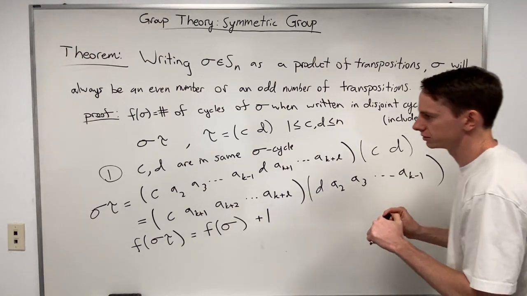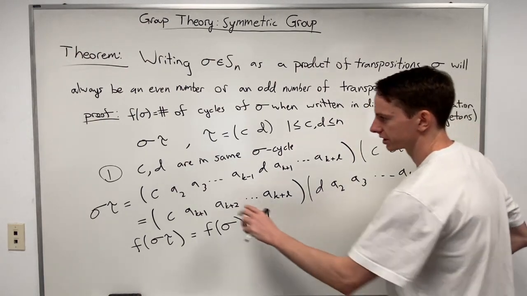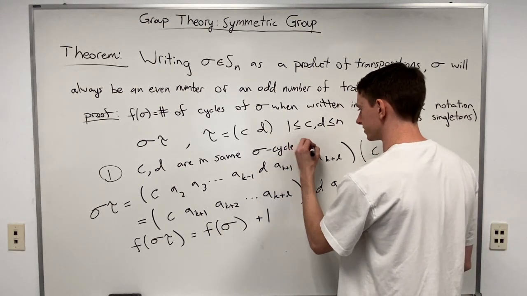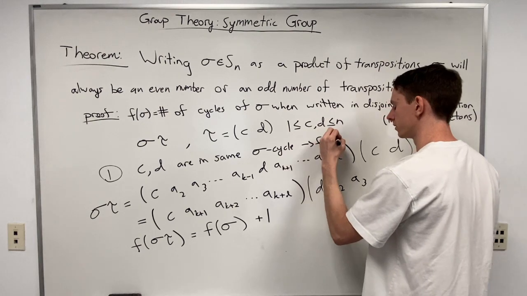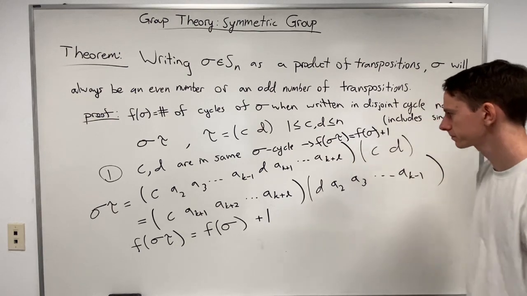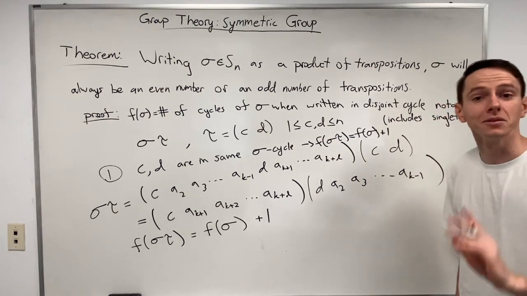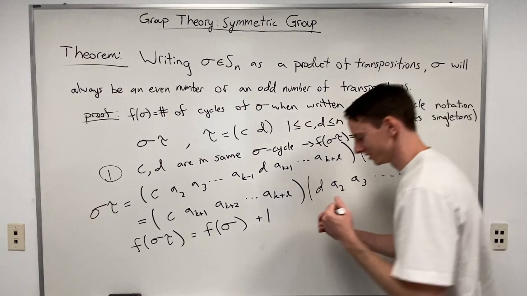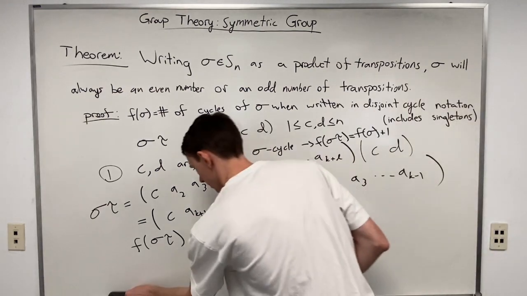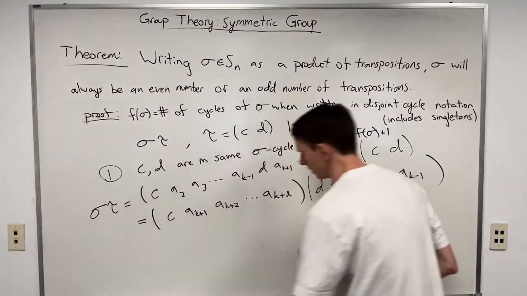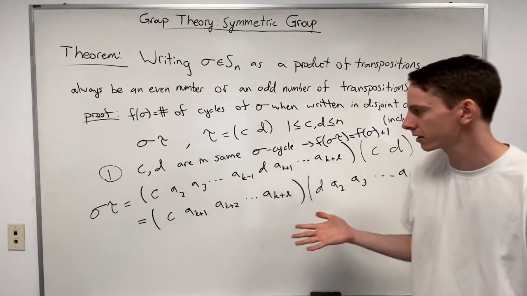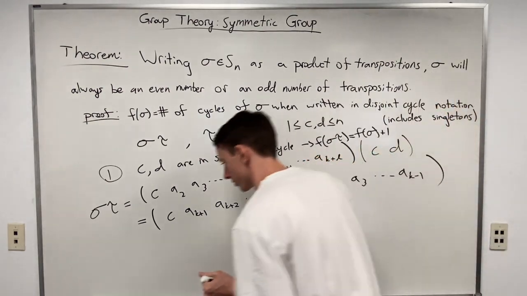So let me just quickly summarize this by saying if C and D are in the same sigma cycle, then this tells us that f of sigma tau equals f of sigma plus 1. All right. Let's now go on to the second case. Okay. So I'm just going to erase this bottom line right here. Even though we're getting low on space, the second case is really going to be clear, I think, if we have the first case already on the board.